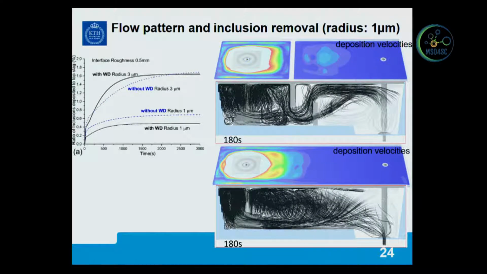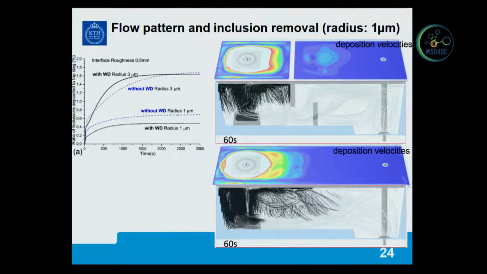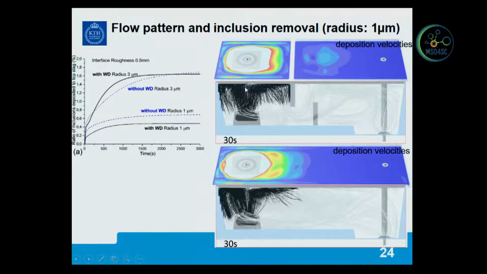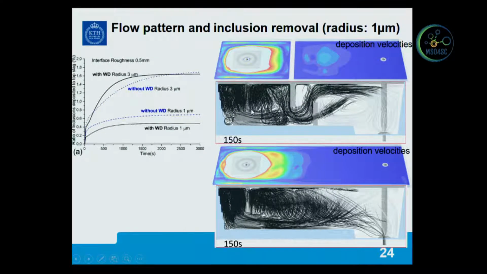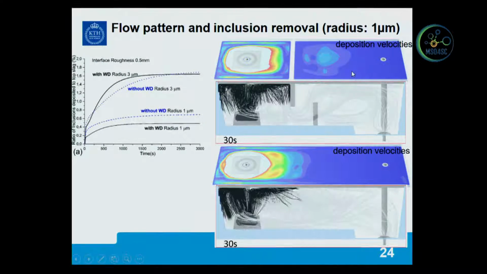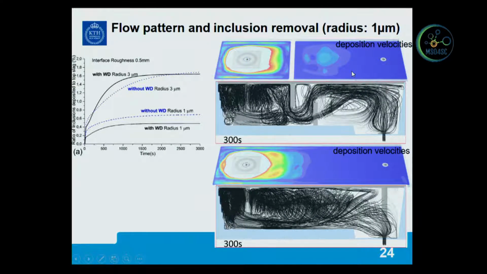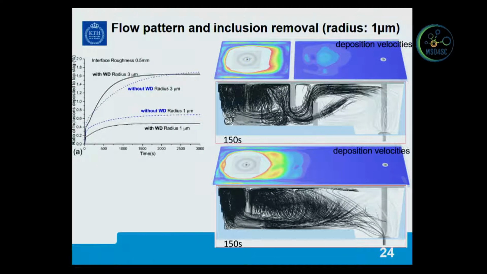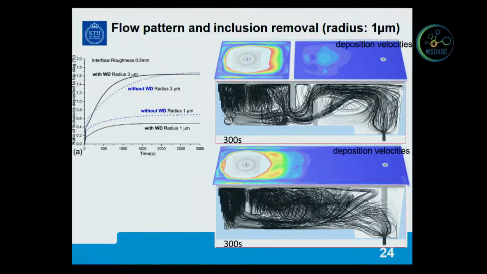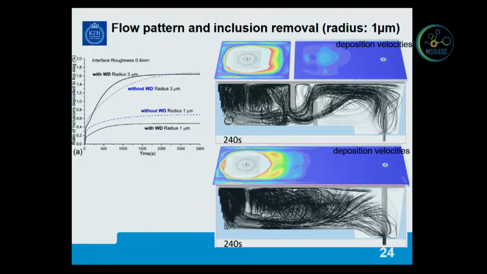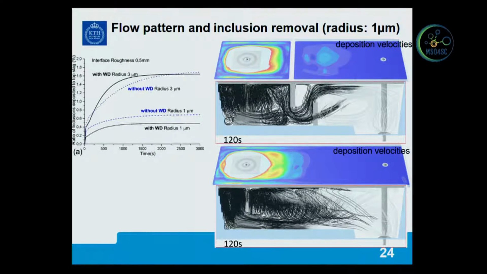Another application of the model is for inclusion removal, because at the top, here is the molten metal flow, and at the top there is a slag. So we want to know the flux of the inclusion from metal to slag. So we use the Euler deposition model to predict how much inclusion can be removed during the production process.